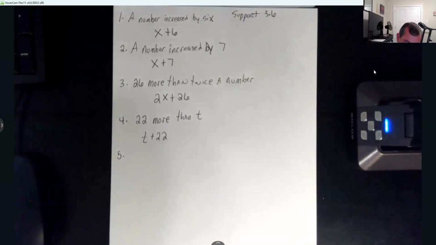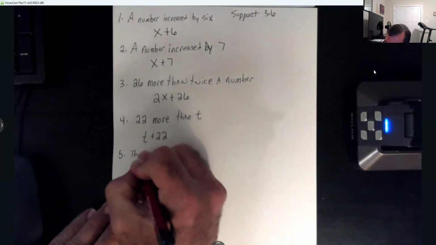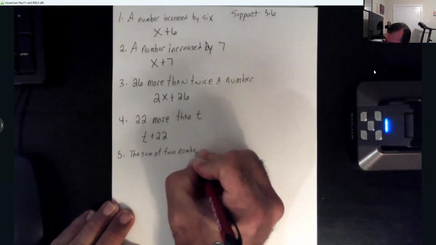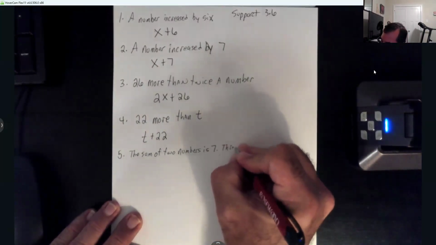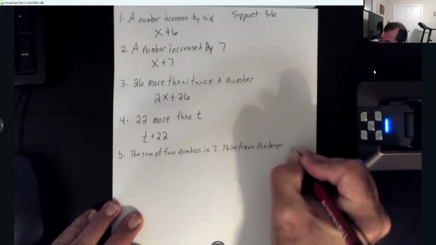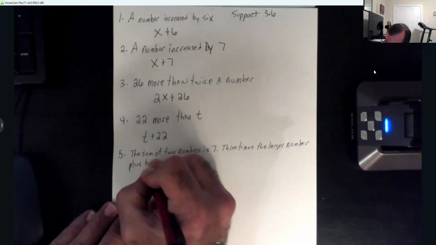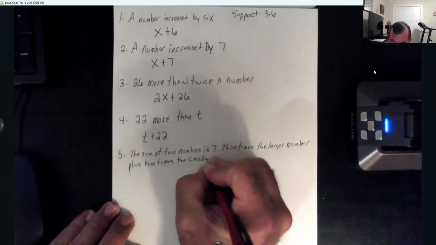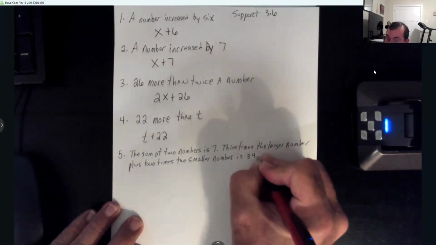All right, y'all. So the last support one, guess what? Little trickier than those two. So this one says the sum of two numbers is 7. 3 times the larger number plus 2 times the smaller number is 34.